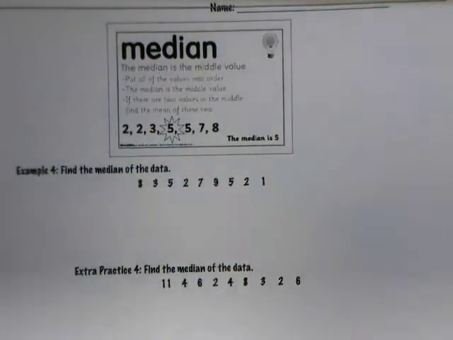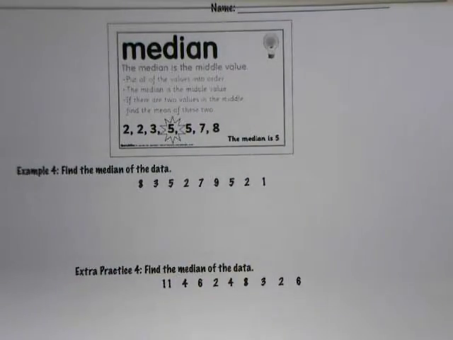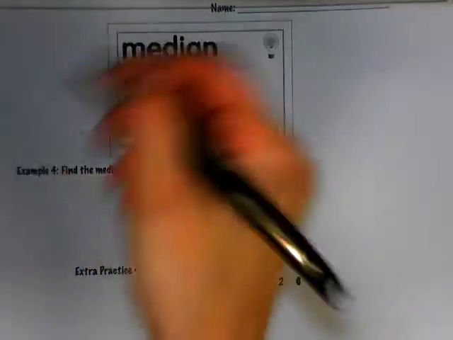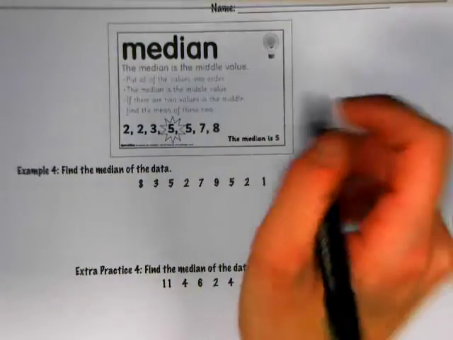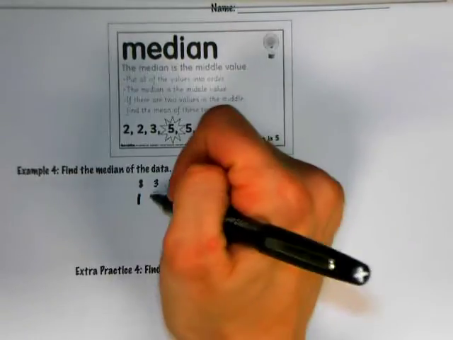I always like to cross mine out as I do it, and I make my new list directly under my old one to make sure I have the same amount of numbers at the end. Okay. So what's the smallest number? Yep, 1. 2.